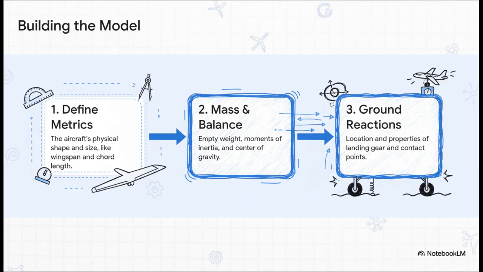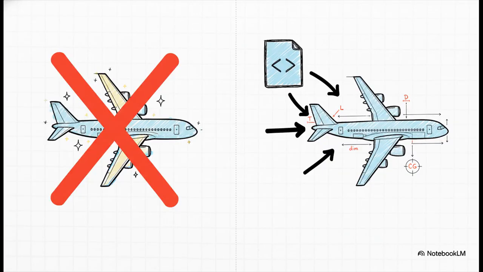What's its empty weight, where is the center of gravity, and what are its moments of inertia, which is just a fancy way of saying how it resists tumbling. And finally, you define how it interacts with the ground, exactly where the landing gear is and how its springs and shocks behave. And this part is absolutely key. All of this info gets fed into JSBSim through simple text files using XML.